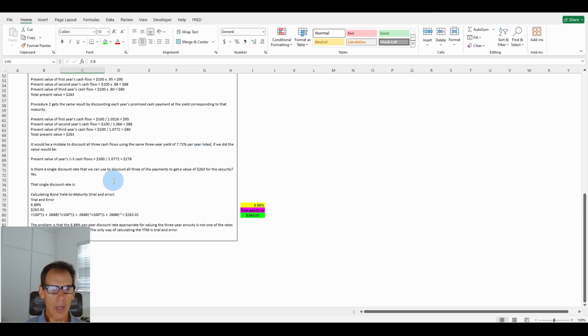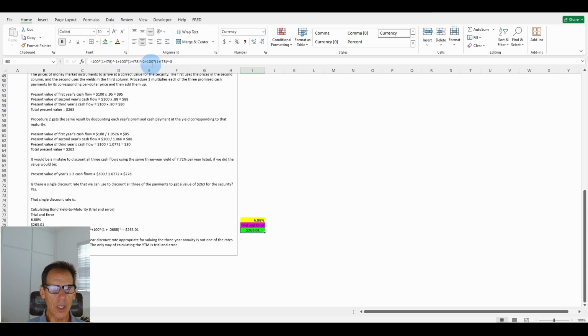Is there a single discount rate that we can use to discount all three? Well, yes. So what we have to do is find the yield to equal 263. The single discount rate is, and we're going to use trial and error right here. All I did was equal D46 because here's the formula. And we've used this time and time and time again. All we're doing is discounting this at each annualized yield. So we have 1 year, 2 year, 3 year.